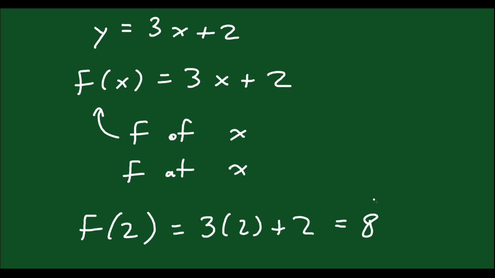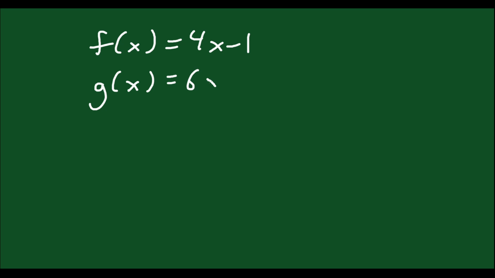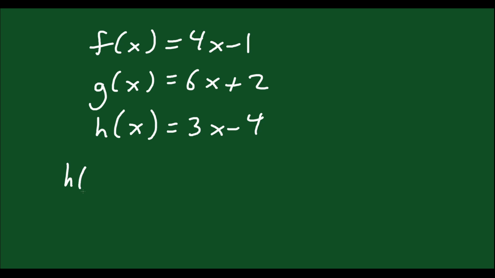Okay, so let's do some examples with function notation. Let's say I'm given f of x is equal to 4x minus 1, and I'm also given g of x is equal to 6x plus 2, and I'm given h of x, and I'm told that's equal to 3x minus 4. And the first part of this question is, what is h at 2? What is that equal to?